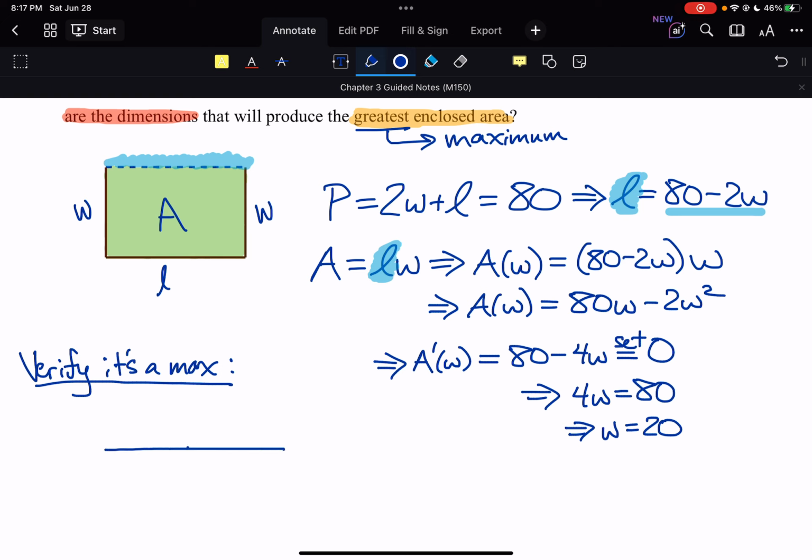So if we set up using a number line, put 20 on here, check a value to the left, like 0, we get a positive. So that would be like A of 0. Sorry, that's kind of messy. A of 0 is positive. If you pick a value like 30, you would get 80 minus 120, which is negative. So we go increasing to decreasing. So it does produce a maximum.